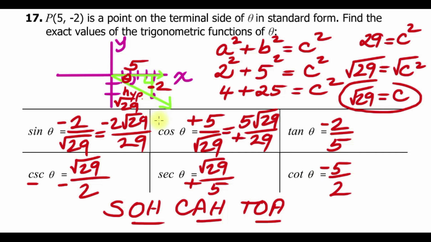The triangle is in the fourth quadrant, and the only two trig functions that are positive in the fourth quadrant are cosine and secant. Alright, so this is how you come up with the exact values of the trig functions given a point that is on the terminal side of theta in standard form.